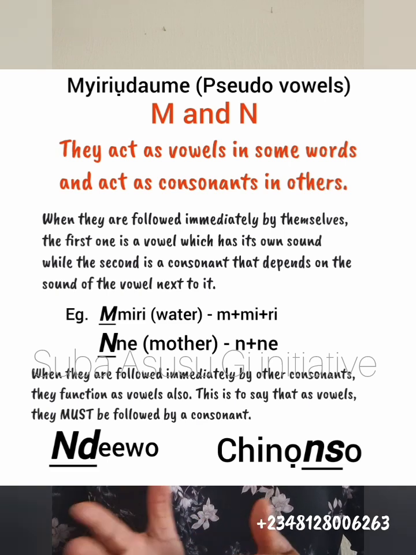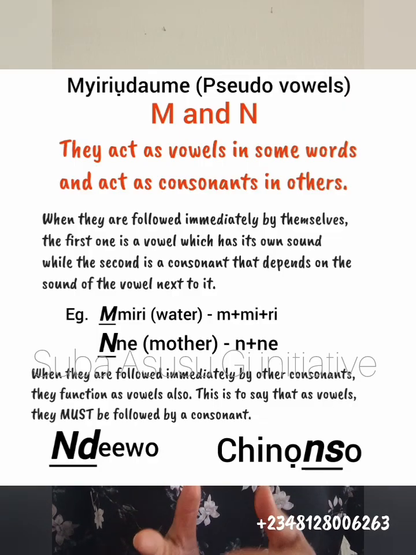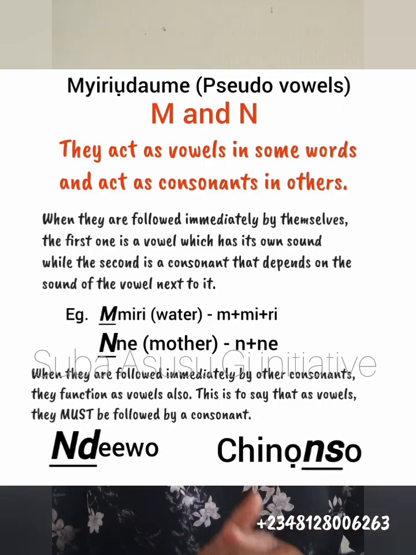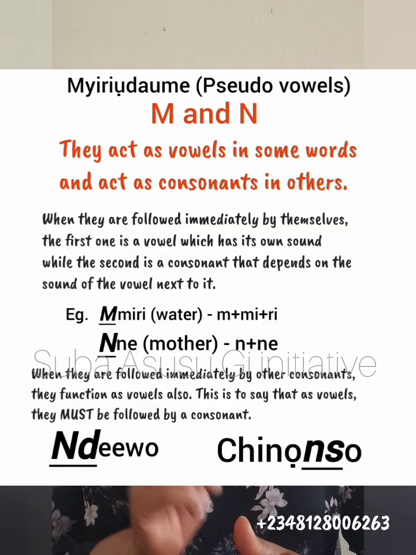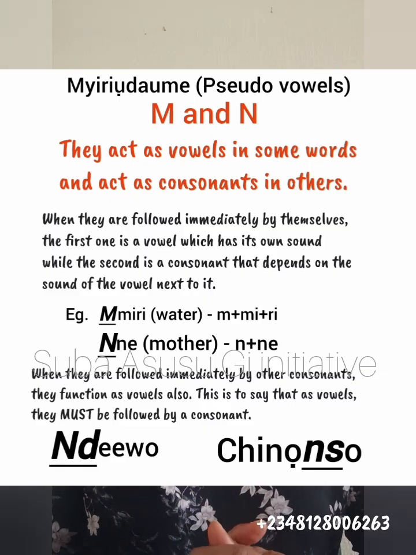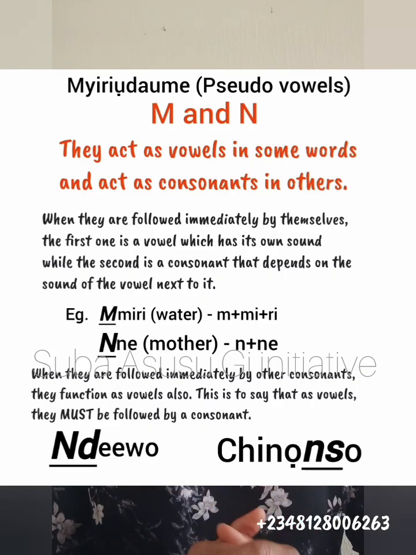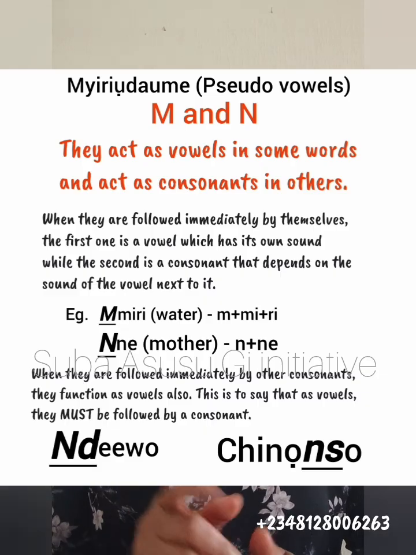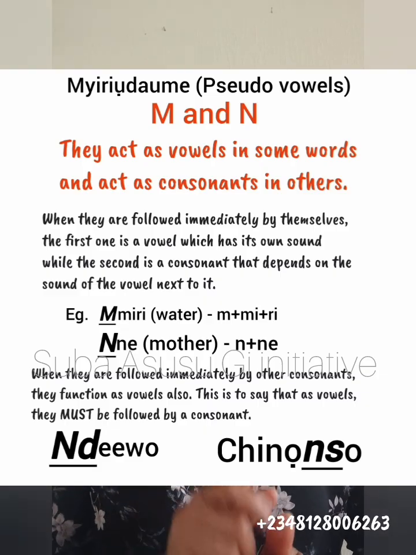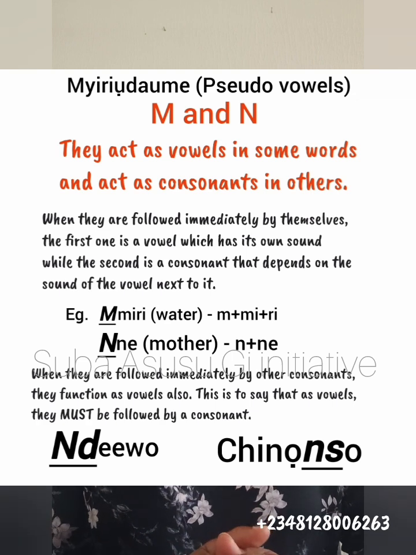Miri. So it tells you that it is a vowel because vowels have sounds. Consonants rely on vowels to give them sounds, but vowels have sounds. So miri, the first one is the vowel. And remember we said if you have 2 of them in a word following each other side by side, the first one is the vowel. Always the first one, not the second. The first one is always the vowel.